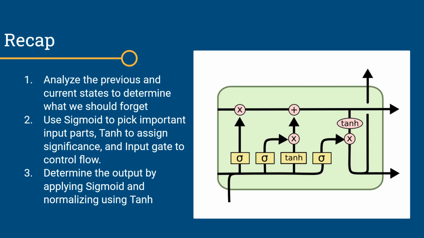Okay. Lots of questions. I don't blame you guys. This stuff is hard. But yeah, this is generally the idea of it. So we analyze the previous step to see if we can forget anything. We use sigmoid to pick up important parts of the input and tanh to assign statistical significance to the values. And then we control the output by applying sigmoid and normalizing it using tanh. So the memory is specific only to LSTMs and not part of RNNs. Yep. And are memories also usually depicted the same way as the hidden state?